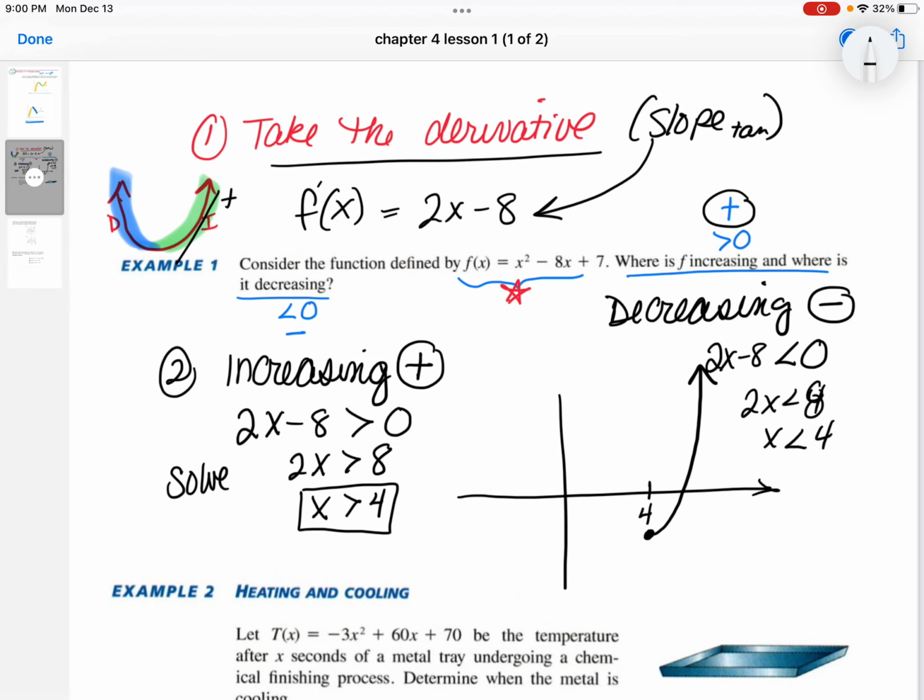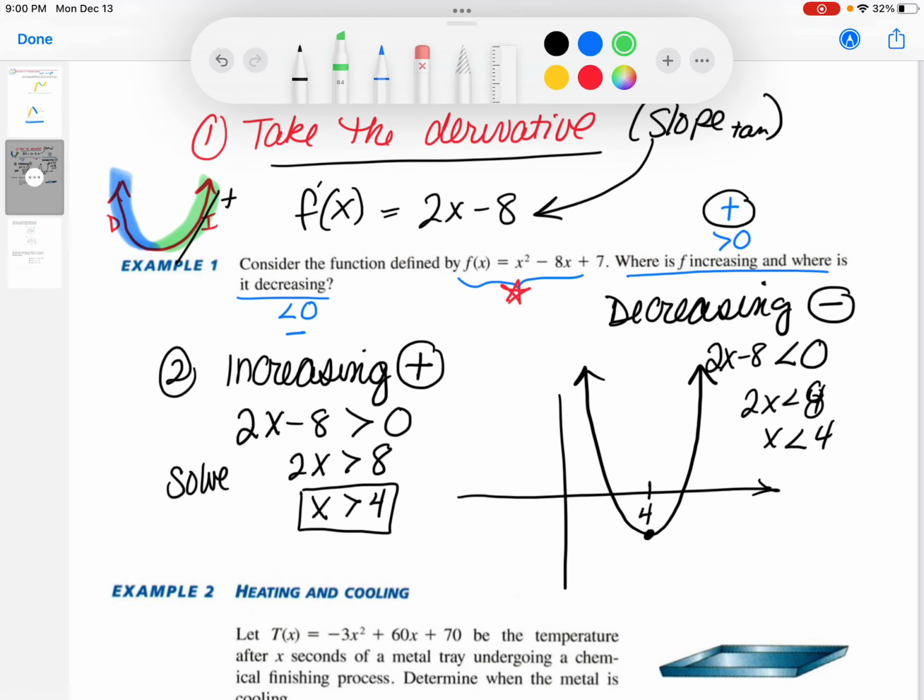So that means x is less than 4. That's probably where it's decreasing. Now I'm just going to let you know again, I don't have the correct vertex here, but I know that the graph is going to be decreasing less than 4. And when I go beyond 4, meaning if I go to 5, 6, 7, 8, it's going to be increasing. And that's what this question is asking us. Where is it increasing or decreasing?